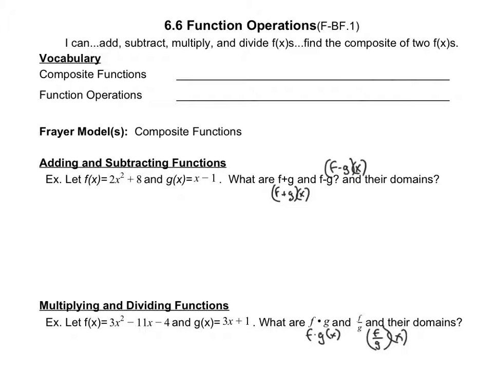So it would look something like that, where we have f of x minus g of x, understanding that f plus g of x is going to be f of x plus g of x. As we are doing these function operations, we can take our f of x and our g of x and do the corresponding operations. Here we want to add, here we want to subtract.